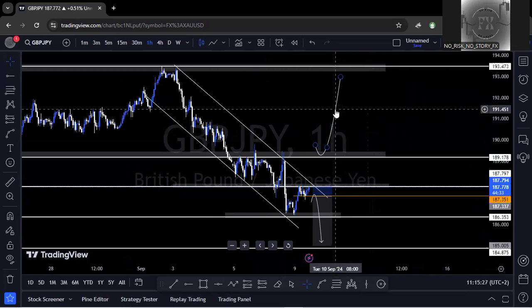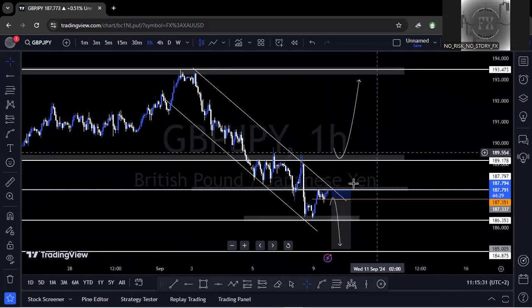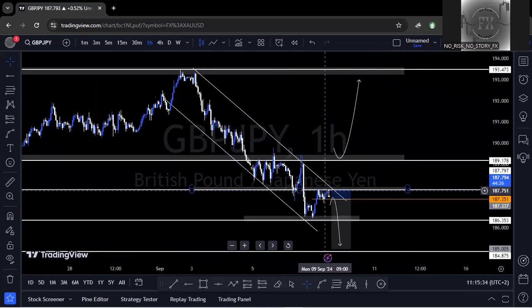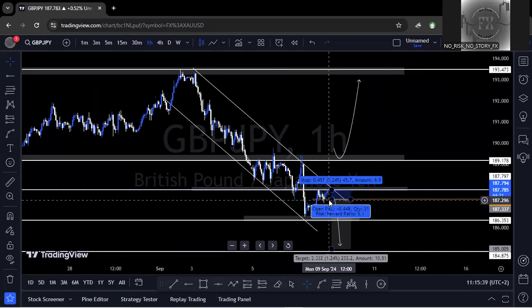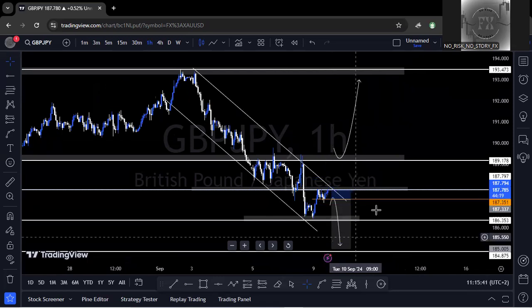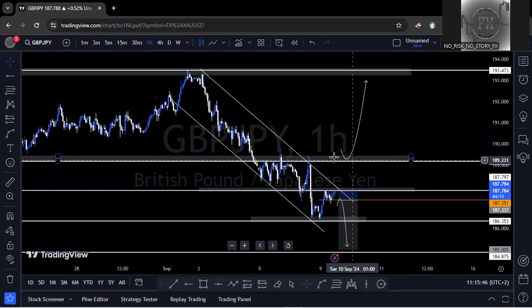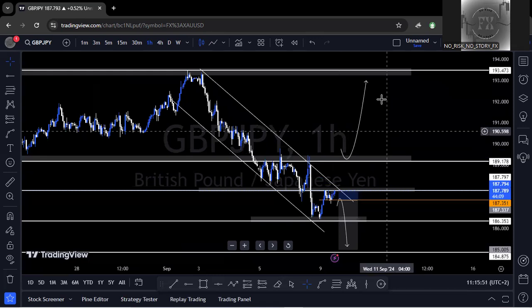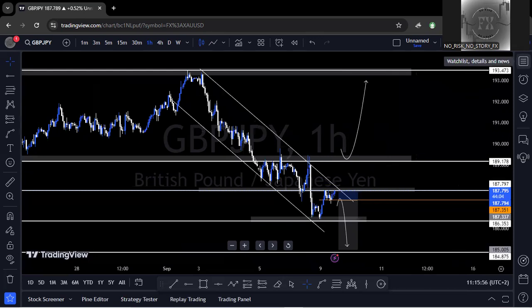So I'm expecting GBPJPY to also reject this area and break this mini support to then sell to the downside. But if it continues going up, then I'll wait for a nice retest to then take those buys to the upside, right? Because I can't force the market, I have to follow what the market is doing. So yeah, that's it, guys.